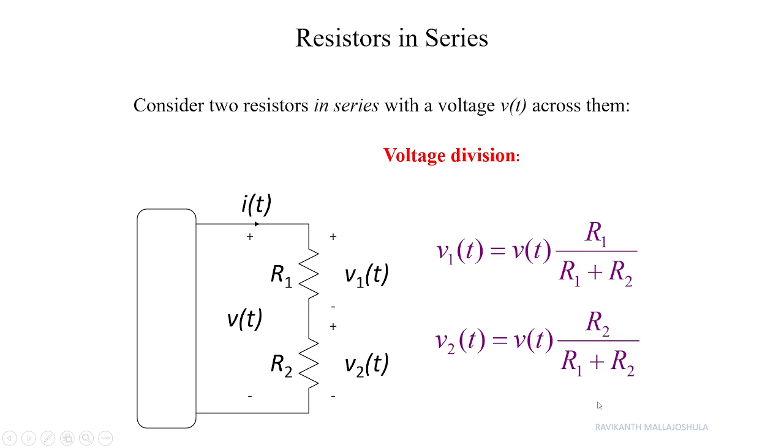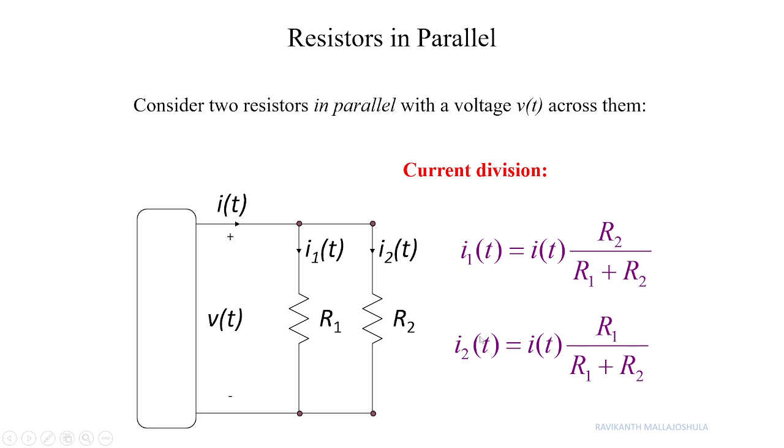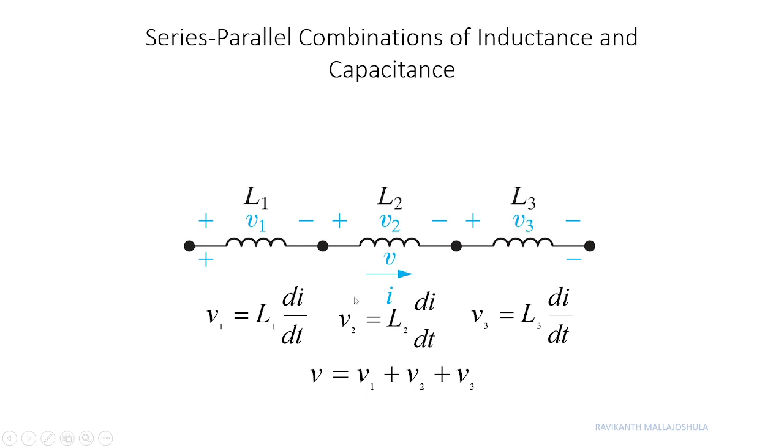Then we have the formulas for resistors in series and parallel combinations. So if you want to calculate the voltage across resistor 1 or resistor 2, this is the formula. Similarly, for current in parallel, you have the formulas of I1 and I2. Then we can have the combinations of inductors and capacitors in series or in parallel combination.